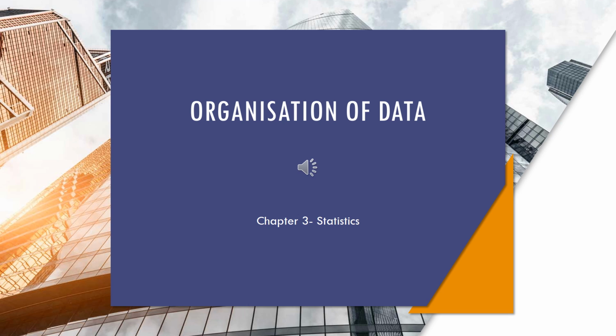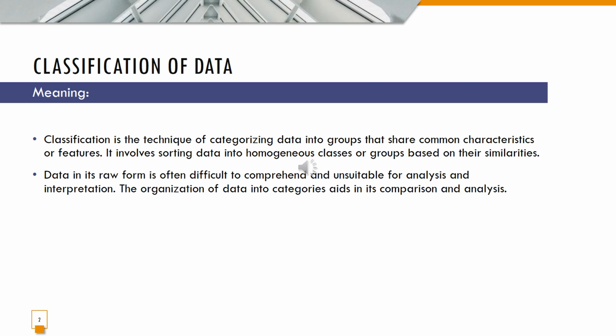Now, whenever data is given to you, if it is not organized properly for the purpose of collecting it, then it goes waste. So, it is very important to understand certain criteria or certain terms before organizing the data. So, let's go. Now, understand what is the meaning of classification of data. Classification is the technique of categorizing data into groups that share common characteristics or features. It involves sorting data into homogeneous classes or groups based on their similarities. Data in its raw form is often difficult to comprehend and unsuitable for analysis and interpretation. The organization of data into categories aids in its comparison and analysis.